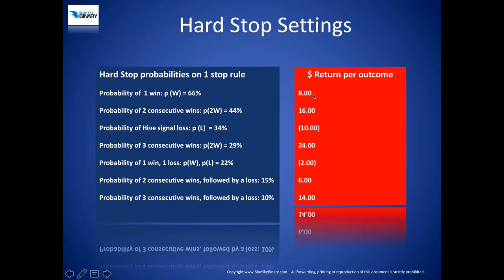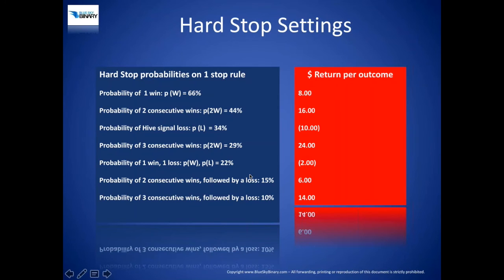$8 if $10 were invested on that trade, right? Assuming an 80% payout. It's a bit less, maybe 78%, so $7.80, but let's round up to 8. The probability of 2 consecutive wins, which is 44%, would result in $16 of net profit. The probability of a Hive signal loss, which is at 34%, would result in a $10 loss. The probability of 3 consecutive wins, which is similar to losing 1 Signal Hive, would result in a $24 gain. The probability of 1 win followed by 1 loss, which is just 22%, would be minus $2.